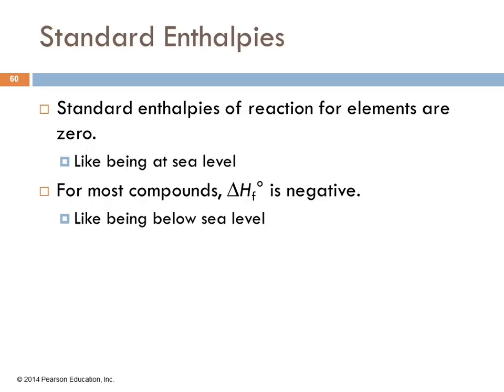So we're measuring change of enthalpy just like we measure change of elevation relative to this point that we decided on. We say the standard enthalpies for elements in their stable forms in their standard state is 0. That's like being at sea level. For many compounds, delta H is negative. That's like a negative change in enthalpy. That's like going below sea level. But for some, it's positive, and that's going above sea level.